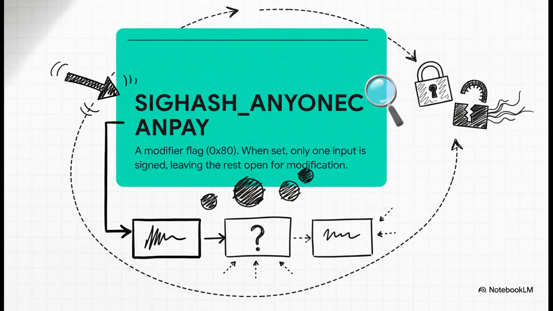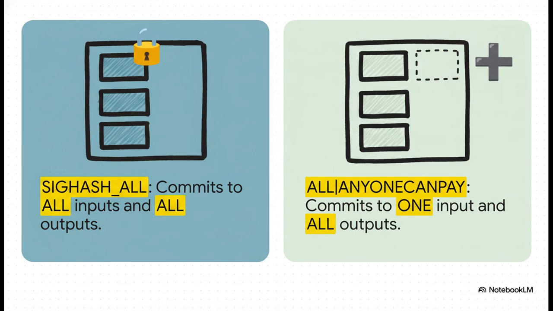It's not a standalone flag. You combine it with one of the other three. And its job is simple. It completely flips the script. It tells the network that your signature only covers your specific input. It leaves the front door wide open for other people to come along and add their own inputs to the exact same transaction.